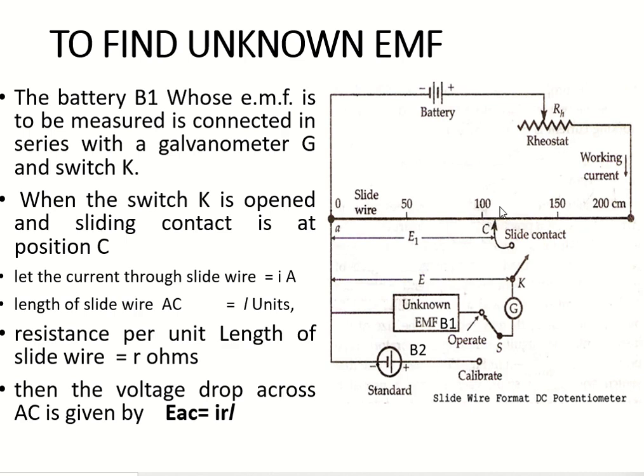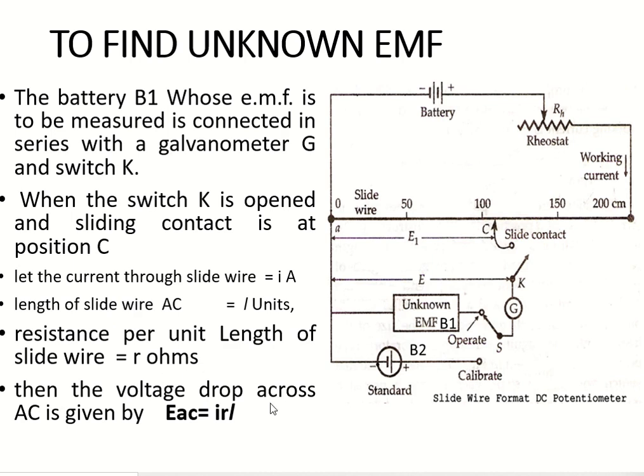Small r into 100. If L is the length of the slide wire, that is up to this particular point, let L be the length. So what will be the total resistance? Small r into L. So resistance per unit length of slide wire is r ohm.